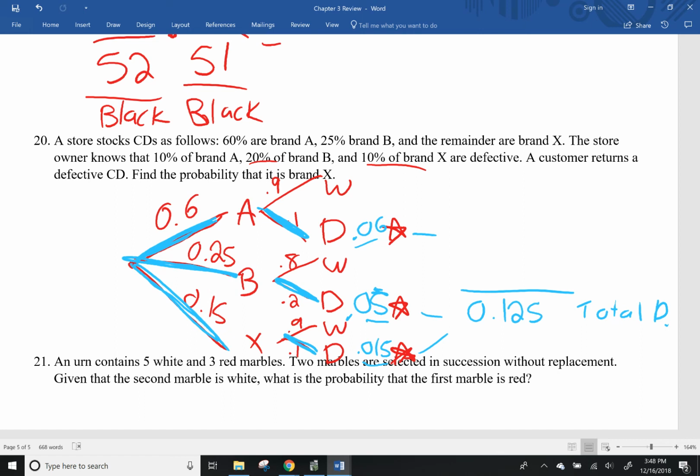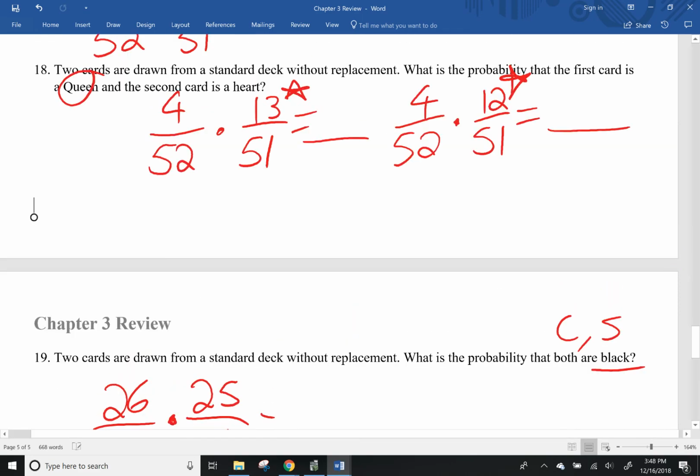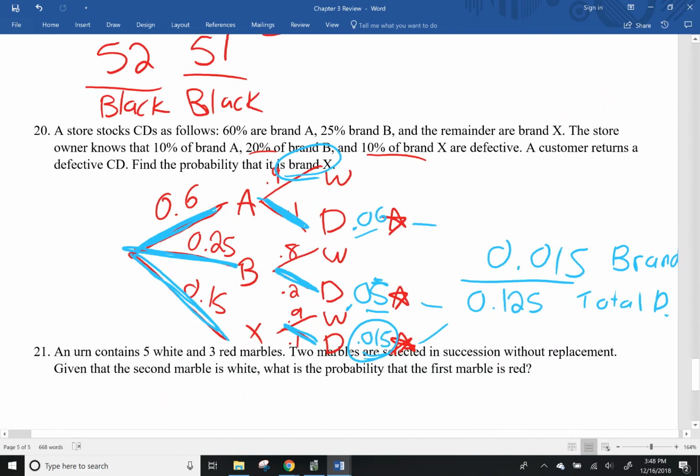So how many of those CDs were brand X? Well, brand X was 0.15. So 0.015, this was brand X defective. Oops. This is brand X defective out of the total number of defective. And that is your probability for this. Okay. So whatever that comes out to be.